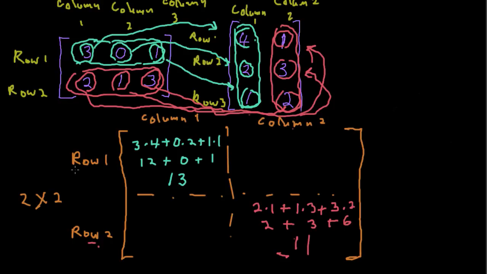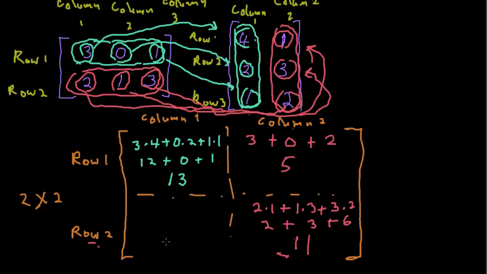Okay, now let's finish this off. We still haven't done row 1, column 2, so that means we're going to have to use the first row and the second column. So that would be 3 times 1, which is 3, plus 0 times 3, which is 0, plus 1 times 2, which is 2, and those all add up to 5.